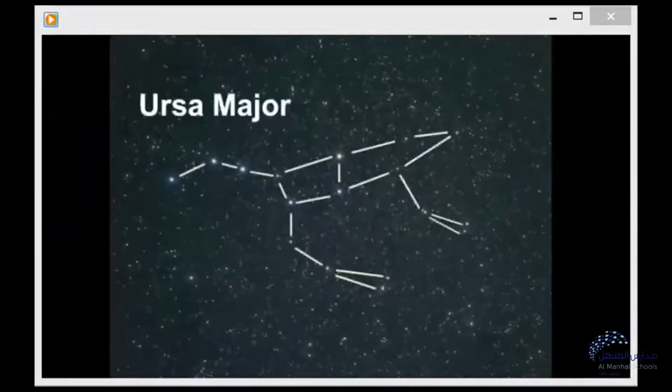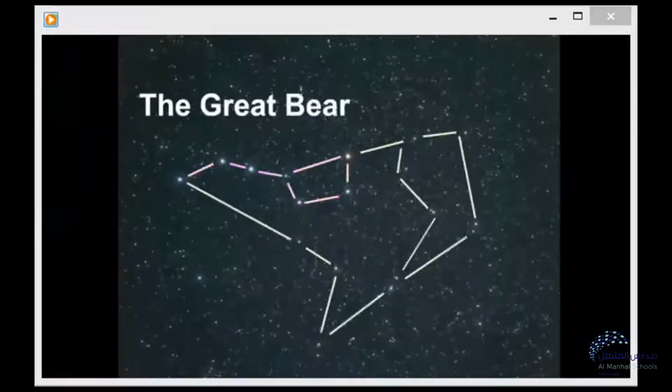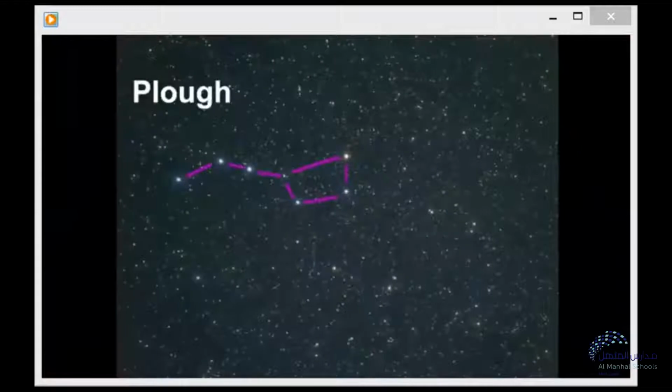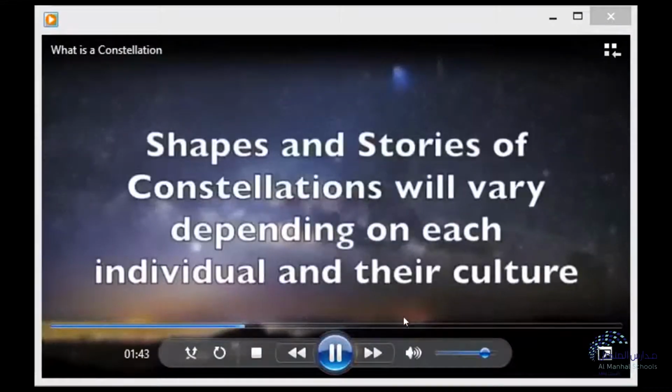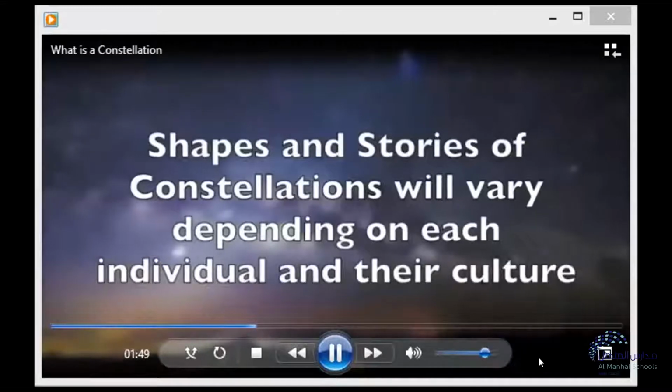The stories and shapes of constellations will vary depending on who is looking at them. For example, Ursa Major, which contains the asterism called the Big Dipper, has also been known as the Great Bear. Or perhaps you see this version of the bear. Or maybe you just see a plow instead. Remember that the story and shape of each constellation will vary depending upon each culture and what each individual sees.